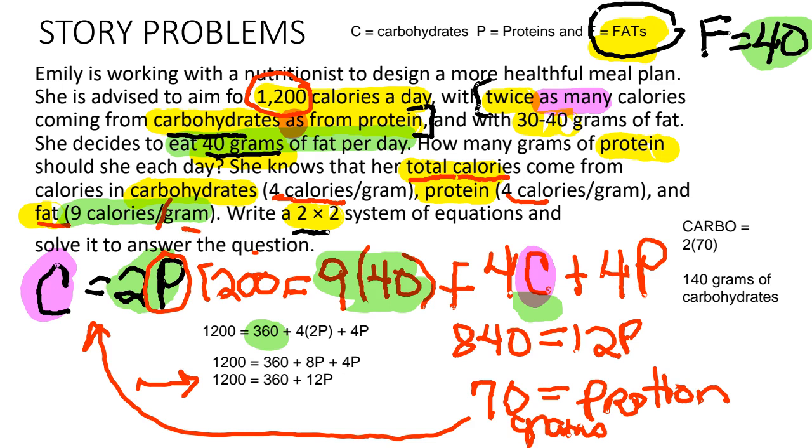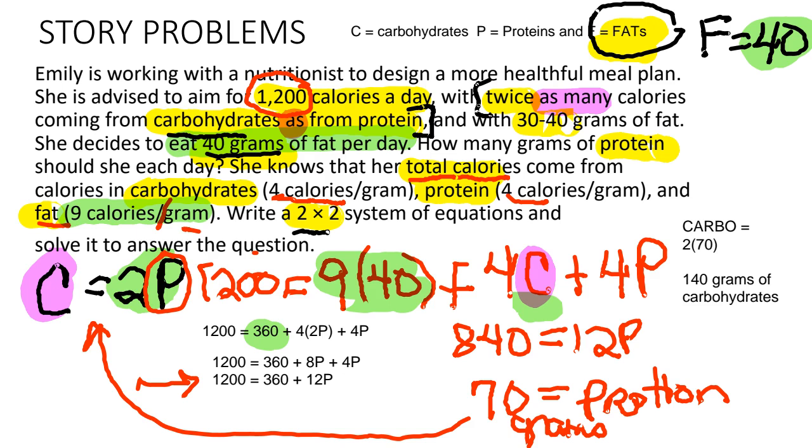Some of you are not. Take the pieces. You know the word total means I got to add. Well, what am I adding in that sentence? Carbohydrates, protein, fats. I have a total of 1200 calories.